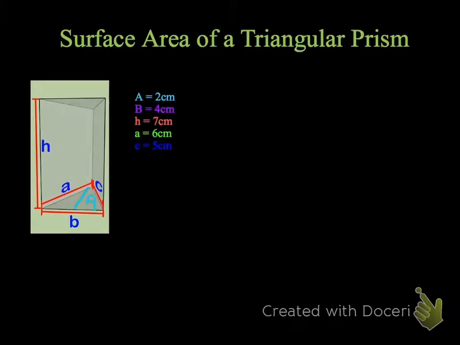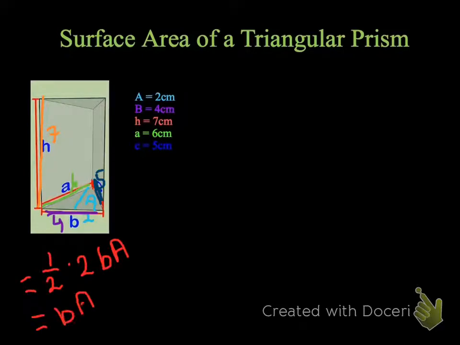Suppose the height of the triangle, or the altitude, is 2 centimeters. The base is 4 centimeters, the height is 7 centimeters, side A is 6 centimeters, and side C is 5 centimeters. In order to find the surface area, we need to find the area of all of the faces. To find the surface area of the triangle faces, we need to do half times 2 times B times A, which is B times A.